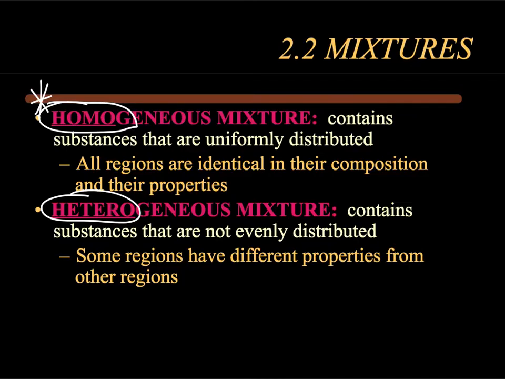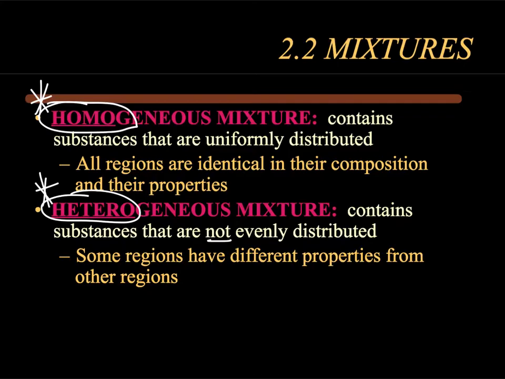Another example of homogeneous mixtures is syrup, okay? Syrup is also homogeneous. All those particles are evenly distributed. Also gasoline. Gasoline is also an example of homogeneous mixtures. All right, so now let's talk about heterogeneous mixtures. So once again, hetero means different. So that means that the particles are not evenly distributed.